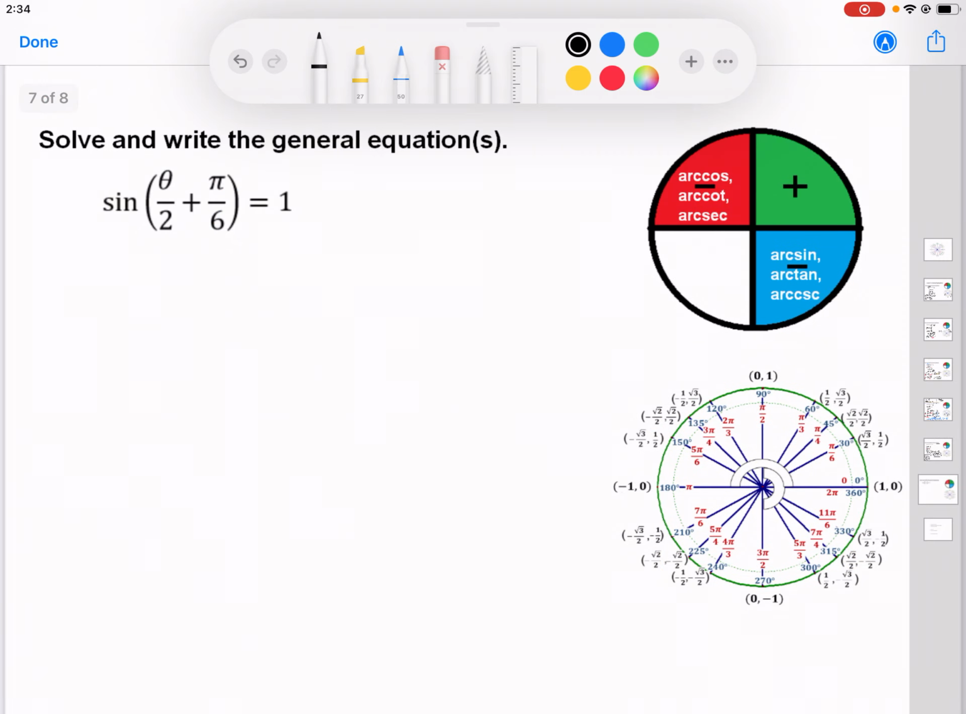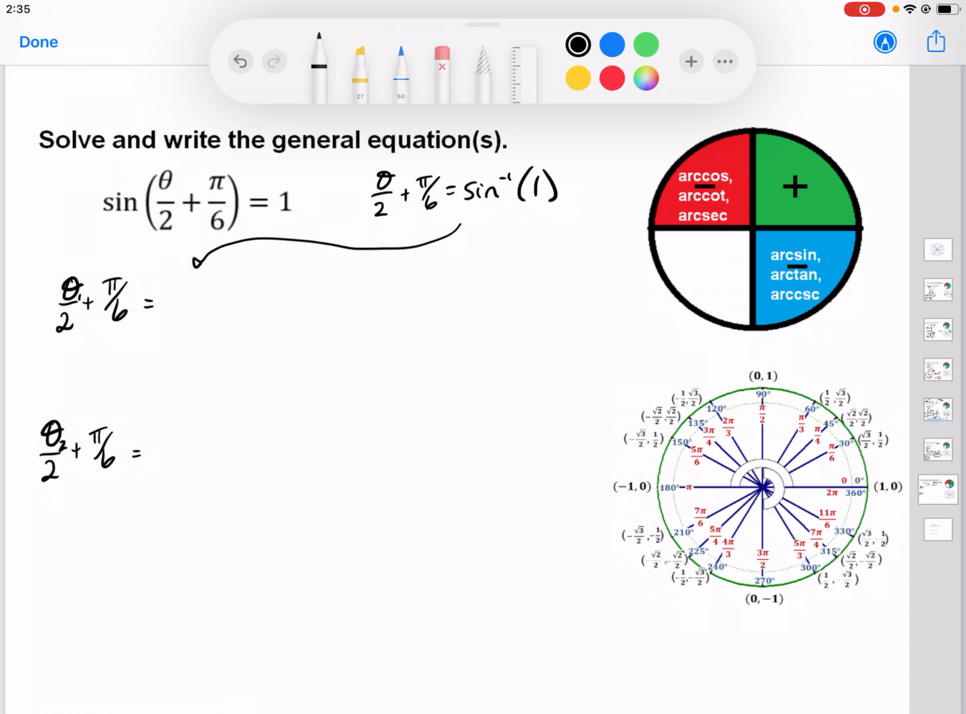Okay, let's go back to just writing general equations, but let's do some fun ones. So this one, sine, we've already got it isolated. So we're going to go ahead and apply the inverse. And let's see if there's a second one. So there's 1, there's 2, and, oh, I should have written this out. Sine of theta over 2 plus pi 6 equals, I'm just applying the inverse right here. And so then we got our answers.